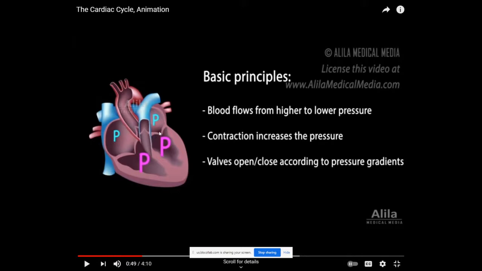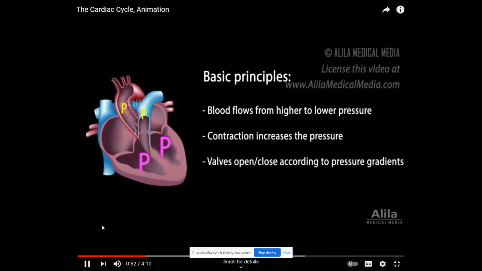Okay? Same thing here when we're talking about the semilunar valves. All right? If the pressure in the ventricles is greater than the pressure in the arterial circulation, the pulmonary trunk and the aorta here, it'll push the semilunar valves open and blood will flow out. But if the pressure in the aorta, in the pulmonary trunk, is greater than the pressure down here in the ventricles, it'll keep it closed. Okay? So keep that in mind. We'll go through that.